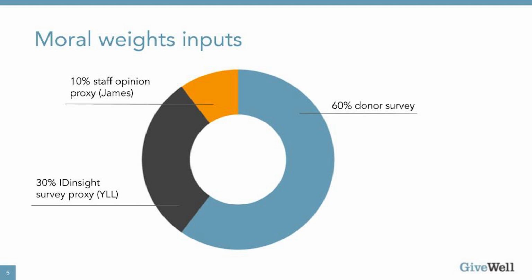30% of the moral weights comes from a survey that GiveWell funded IDinsight to conduct, that we got the results back from in 2019. This survey asked about 2,000 people living in Kenya and Ghana who are extremely poor how they would make these same types of trade-offs. It's an important indicator into our moral weights, but it's not as big as your intuition might think it should be.